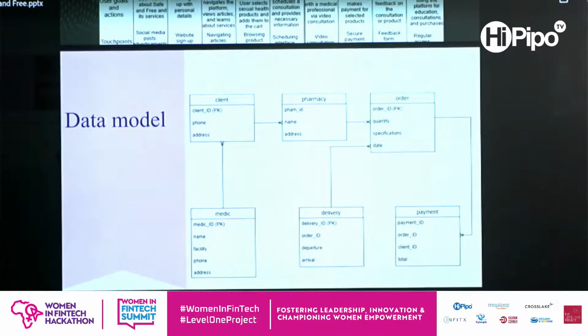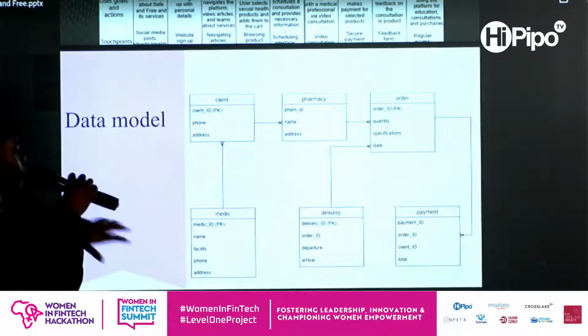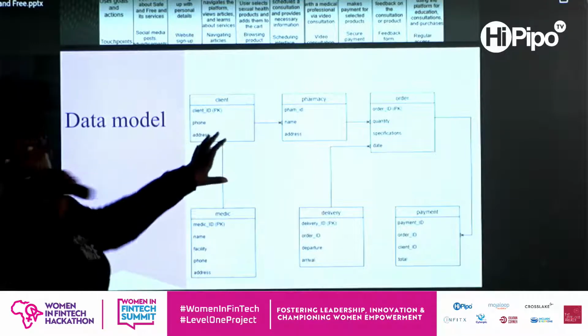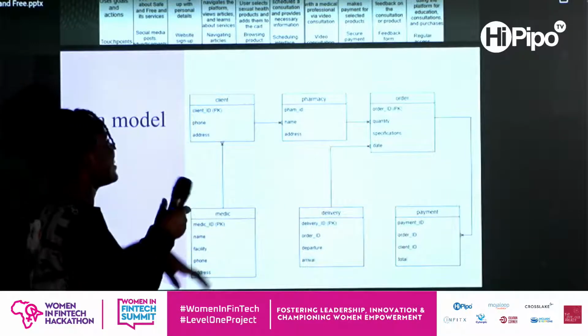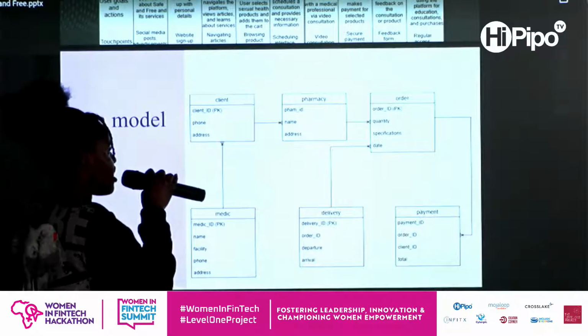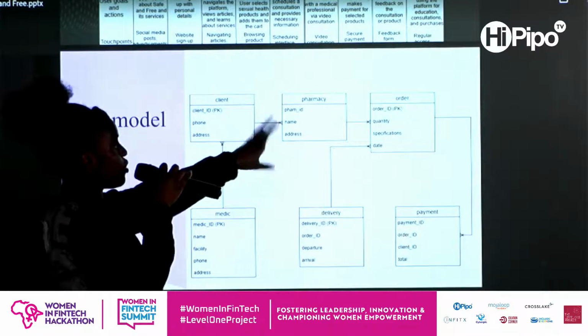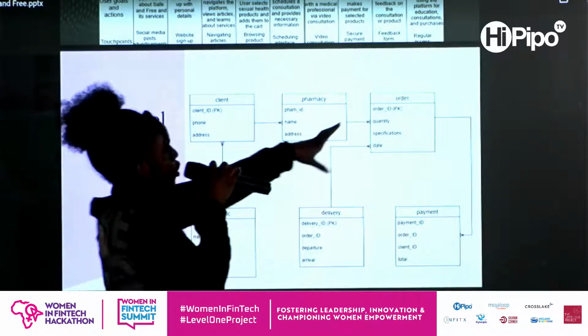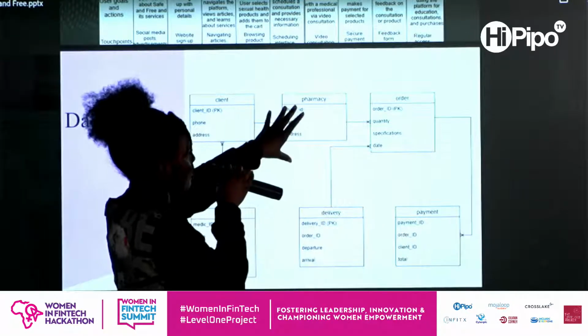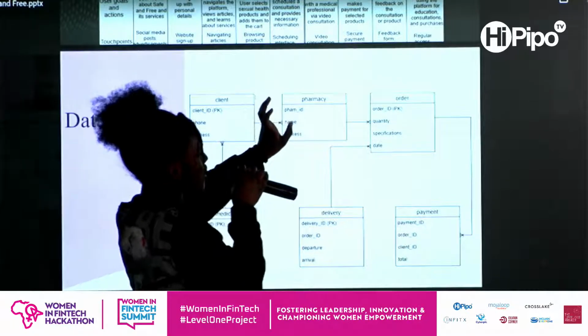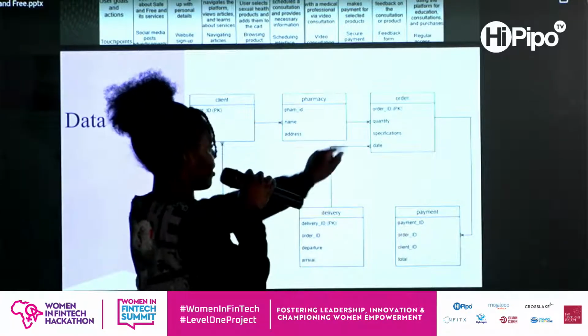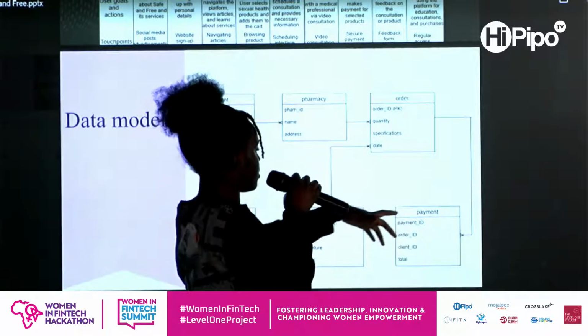So in our data model, we have the client, pharmacy, order, medic, delivery, and payment. So many clients can be worked upon by one medic. What you see here is a one-to-many relationship. Then many clients can go to a pharmacy. Then many orders can be taken up by one pharmacy. And after the order is made, the payment is made, and then delivery.